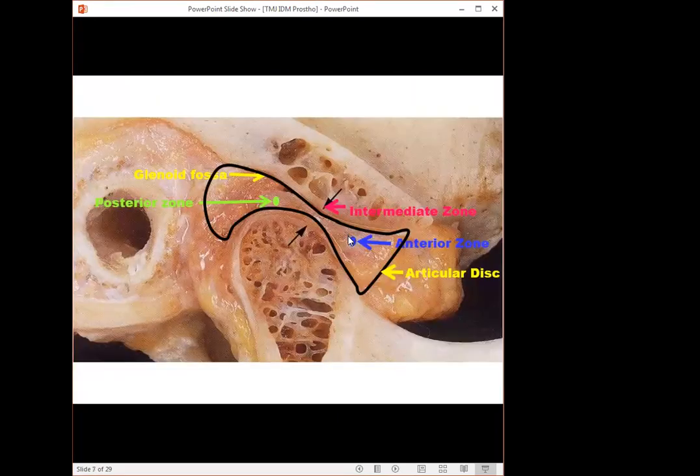So whenever you read about the articular disc, this is how it looks in cross section. You have the mandibular condyle below. You have the articular disc interposed between the mandibular condyle and the articular fossa. This glenoid fossa is almost filled up with the articular disc, with superior and inferior joint cavities. And you have an anterior zone, then the posterior zone, and an intermediate zone.